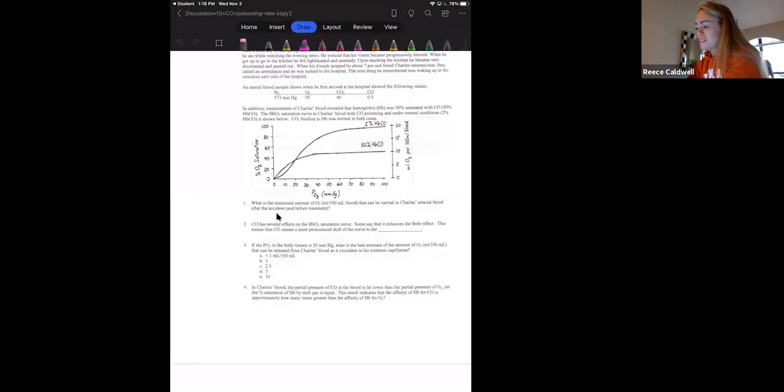So this one is really simple. All we have to do is analyze the graph and see that, normally when we're looking at milliliters of blood, he can carry about 20% of oxygen in his arterial blood. However, after the accident, he now can only carry 10. So that tells us that he can carry 10 milliliters of O2 per 100 milliliters of blood.